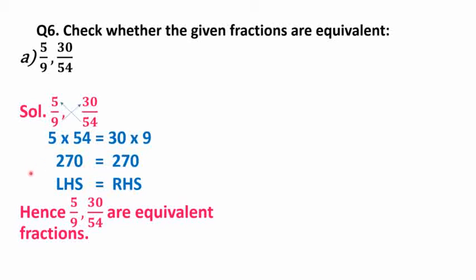So this condition is true over here. That is why our fractions 5 by 9 and 30 by 54 are equivalent fractions. One more example, if we solve, you can see here again 3 by 10 and 12 by 50. Again we will cross multiply the values and check whether they are coming equal or not. If they are equal, that means they are equivalent.